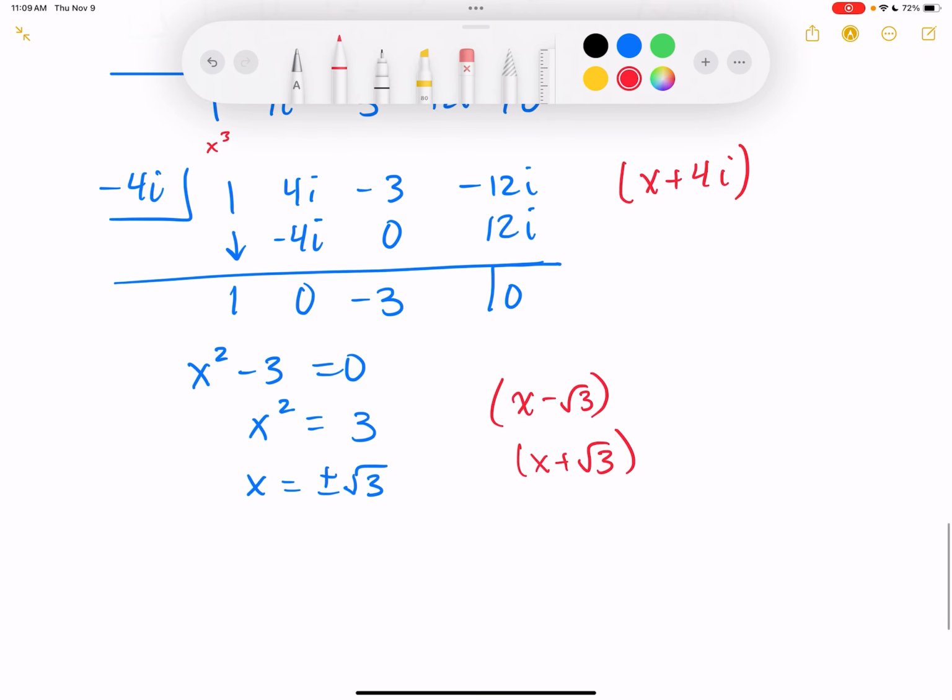Yep. So then I write it all together, like you said, x minus 4i, and it doesn't matter the order, x plus 4i, x minus the square root of 3, x plus the square root of 3.